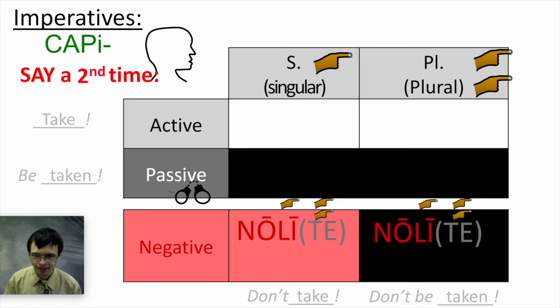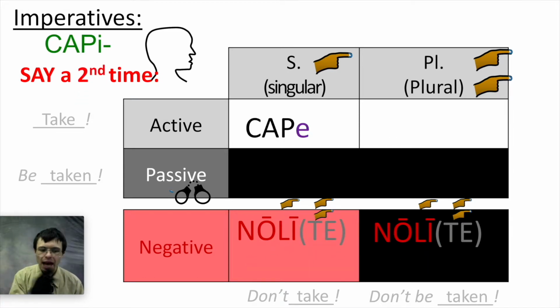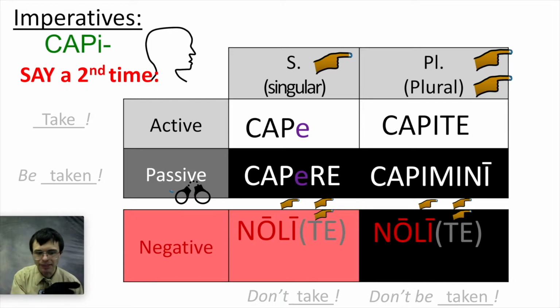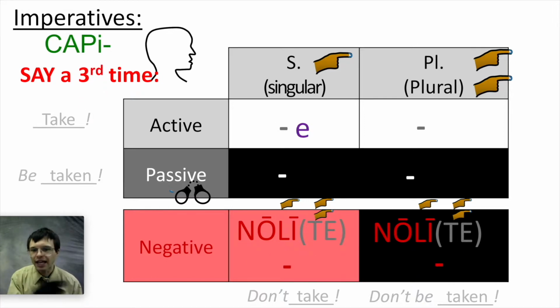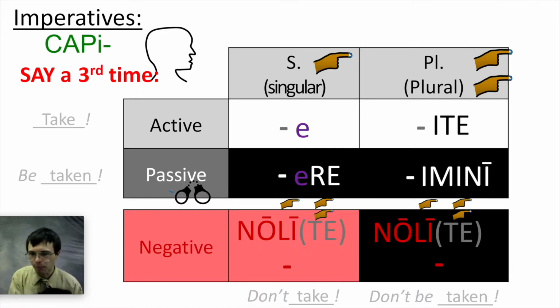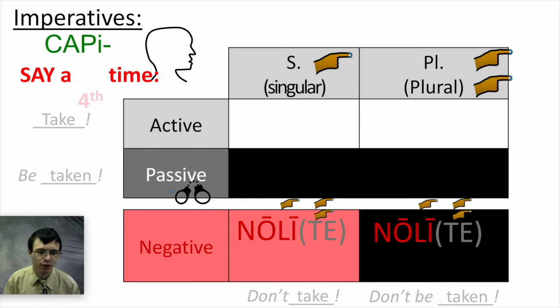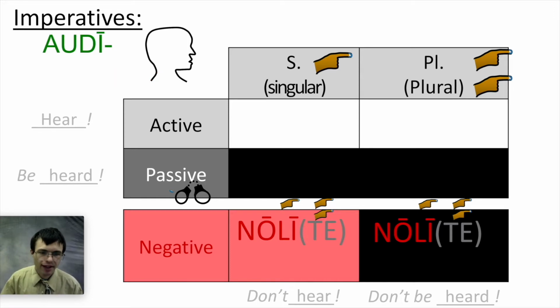Alrighty, and the second time. Good, and a third time. And a fourth time without me. Ready, go. Good. And lastly, fourth conjugation.